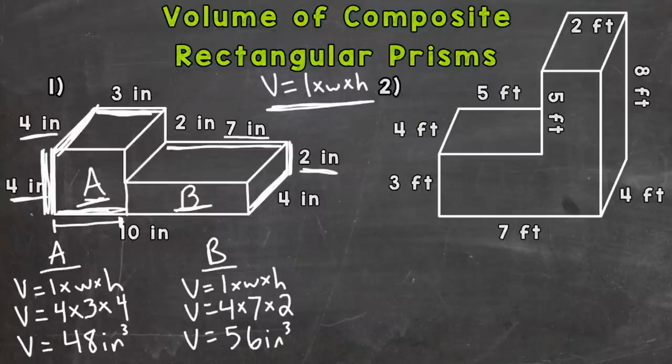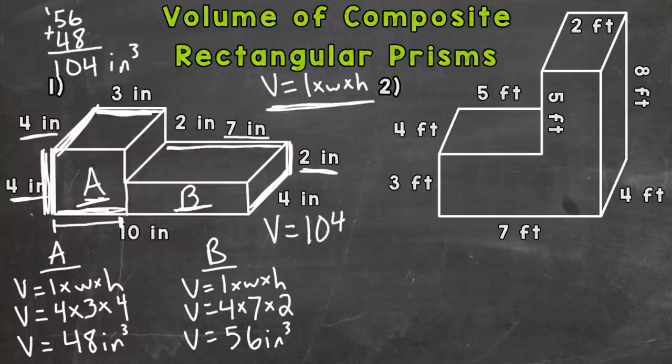So now to wrap up the problem, I'm going to go to the top left of the screen where I have some room here. We need to do B, which is 56, plus A, 48, to get the total volume, and we get to 104 cubic inches. So our answer for number 1 is 104 cubic inches. All right, let's take a look at number 2.